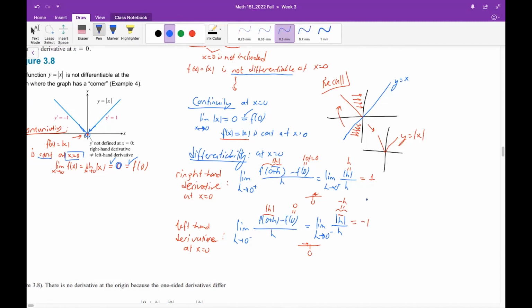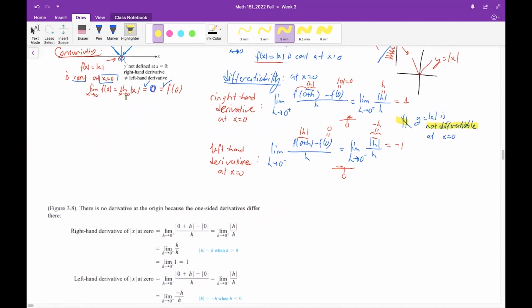As you can see, the right-hand derivative and left-hand derivative are not the same. That's why you can conclude that the y equals absolute sine of x function is not differentiable at the origin, which is x equals 0, okay? It is not differentiable because the right and left-hand side derivatives are not the same.